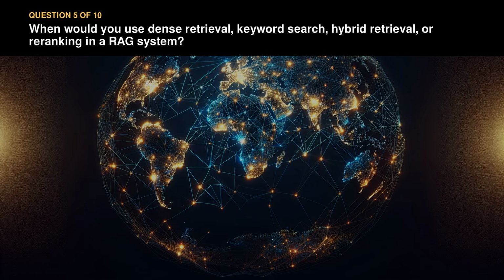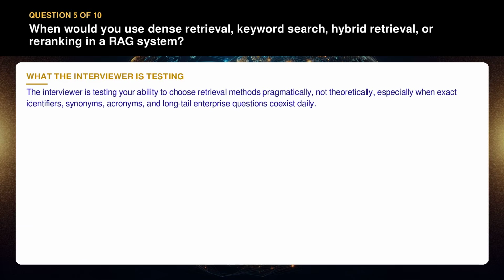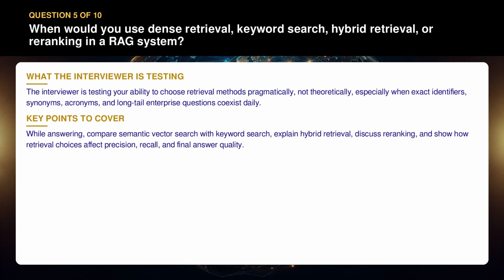Question 5. When would you use dense retrieval, keyword search, hybrid retrieval, or reranking in a RAG system? The interviewer is testing your ability to choose retrieval methods pragmatically, not theoretically, especially when exact identifiers, synonyms, acronyms, and long-tail enterprise questions coexist daily. While answering, compare semantic vector search with keyword search. Explain hybrid retrieval, discuss re-ranking, and show how retrieval choices affect precision, recall, and final answer quality.